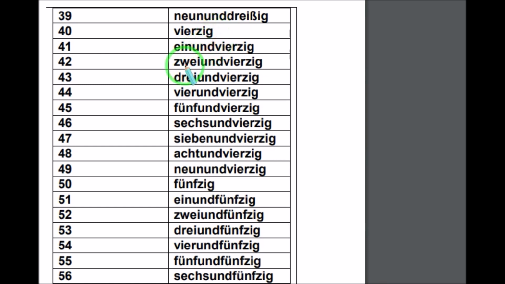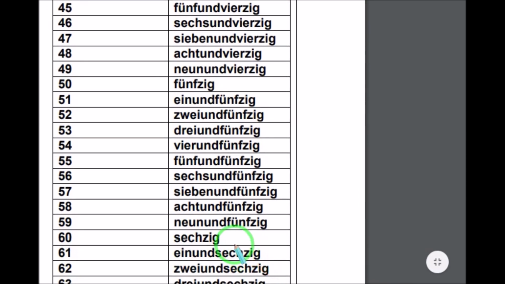So now 41, again the trick is the same. First you will write ein, the number which is in the units place, then add und, and now you will write vierzig, as this is the series of 40. So ein und vierzig. 42 becomes zwei und vierzig. 43 becomes drei und vierzig, and so on. For 50 you will write fünfzig. As I said, first you will write 5, which is F-Ü-N-F, and Z-I-G, which becomes 50, fünfzig. Then again ein und fünfzig, zwei und fünfzig, drei und fünfzig, vier und fünfzig, fünf und fünfzig, sechs und fünfzig, and so on.